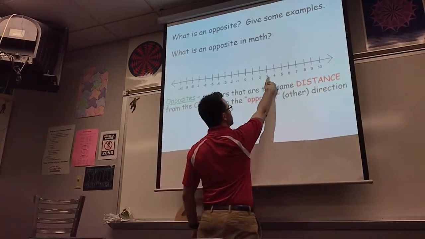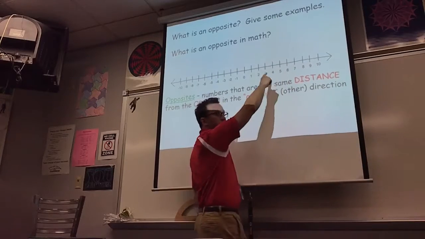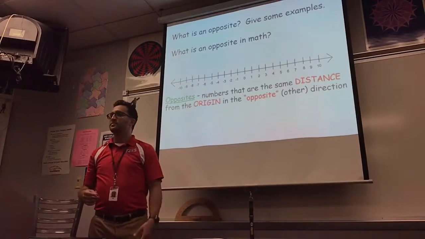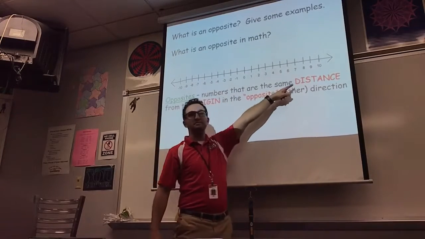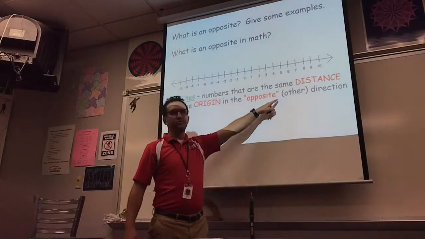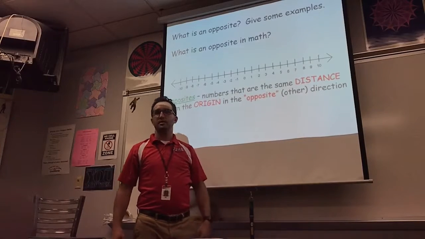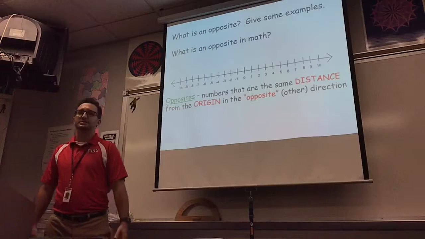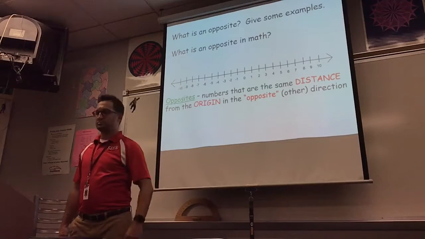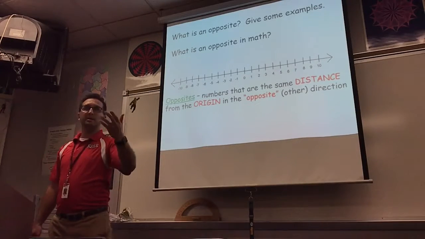Positive 5 is 1, 2, 3, 4, 5. What would be the opposite of positive 5? Yeah, negative 5. Why? Because it's 1, 2, 3, 4, 5. Same distance, other direction. So positive and negative 5. What's another set of opposites? Huey. Negative 3 and positive 3.